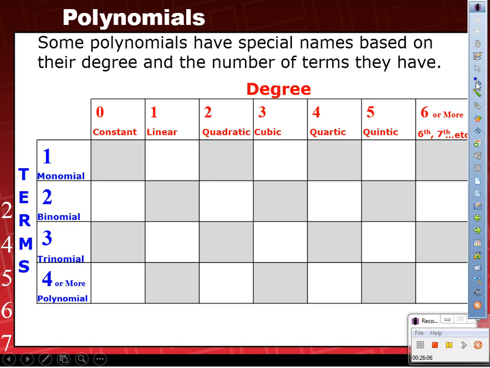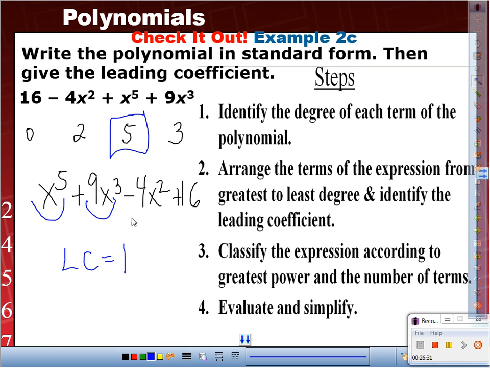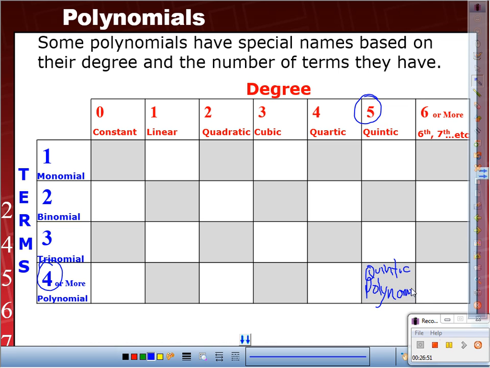So watch. Let me go back to the previous one. First of all, what is the degree? What is the highest degree on this one? 5. Okay, and how many terms does this one have? 4. So we're going to give it a name according to degree, which is 5, and the number of terms, which is 4. So watch. 5th degree and 4 terms. So the name of this polynomial is quintic polynomial. Did everybody understand? Yes.